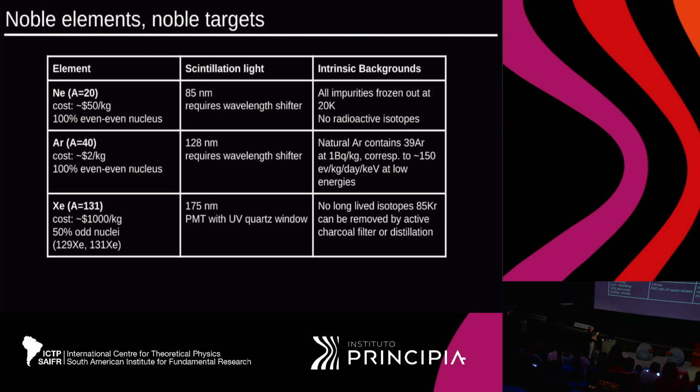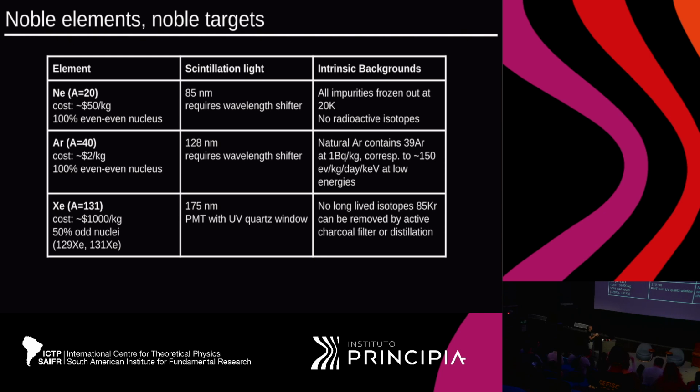And for neon, the thing is that it doesn't matter if there are radioactive isotopes. Well, there are no radioactive isotopes of neon. And because the vapor pressure is so low, you need to have around 20 Kelvin in order for the neon to be liquid, all the other impurities just freeze out. So it is very clean just by the thermodynamic properties.